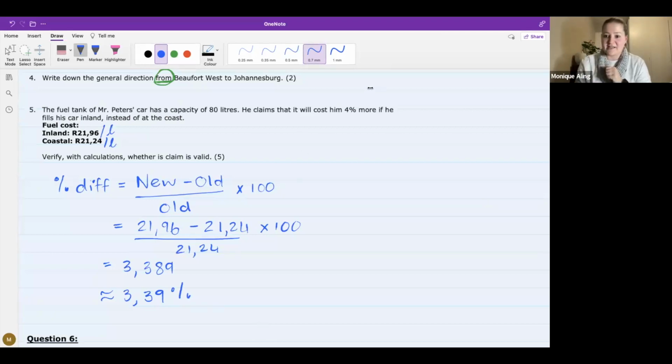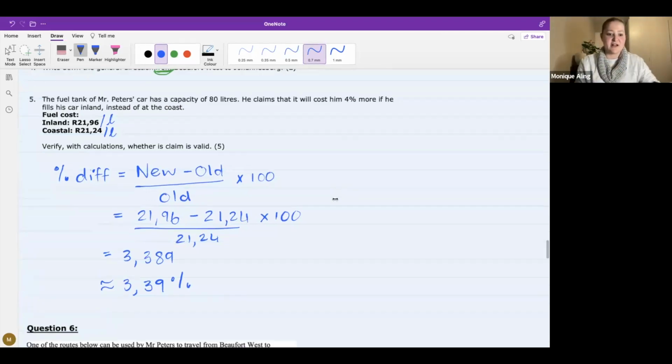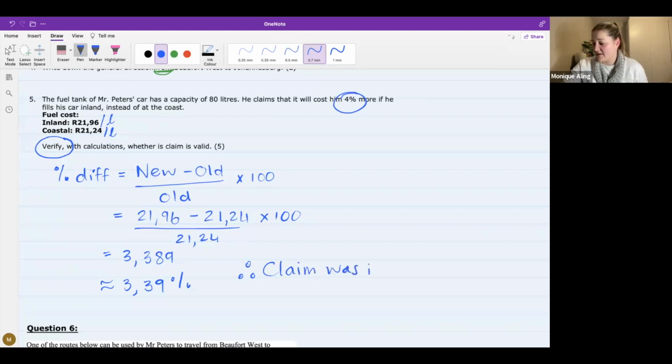Thank you, Justice, keeping me on my toes there. I forgot that part. It says verify with calculations whether his claim is valid. So we've worked out that it was 3,39%. He claimed that it cost him more than 4%. So was his claim valid or not? Okay, his claim was invalid or incorrect. That is actually very, very important. Well done, Justice, for reminding me.